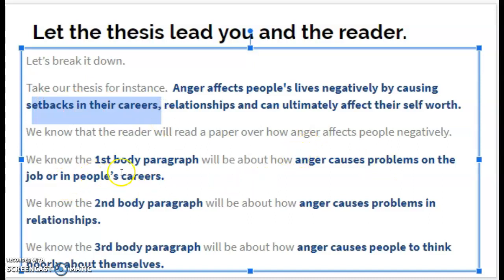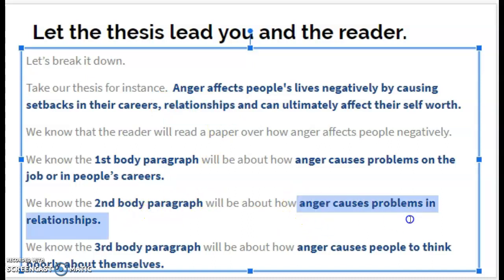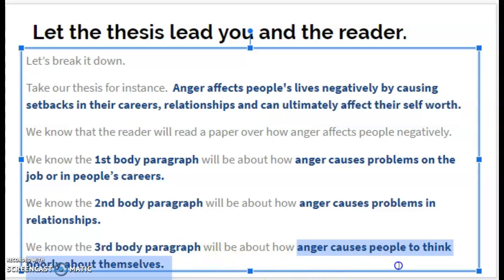We know the first body paragraph will be about how anger causes problems in jobs or people's careers. That's our first body paragraph. It's mentioned first in the sentence, it's going to be written in that first body paragraph. So the second thing in the sentence is the relationships, right? Setbacks in relationships. That's the second body paragraph. Anger causes problems in relationships. And what do we have next? The third body paragraph, can ultimately affect their self-worth. Anger causes people to think poorly about themselves. That's what that means. We've just put it in a little bit more elevated way.